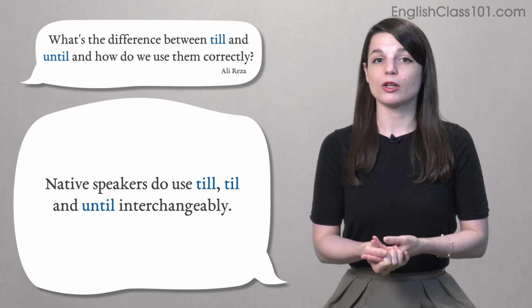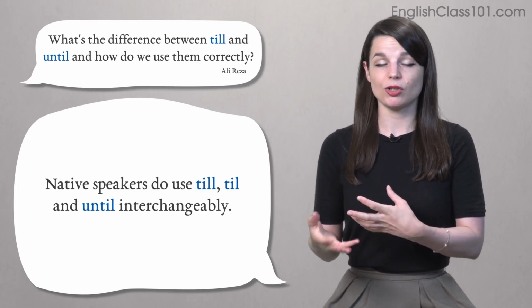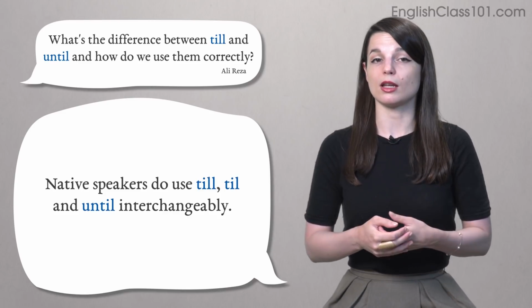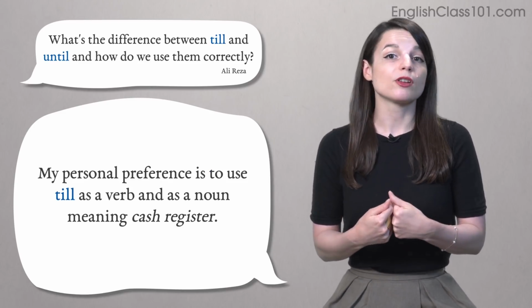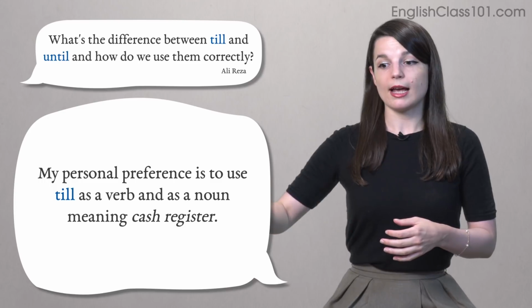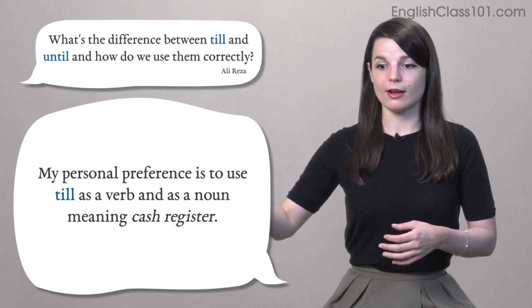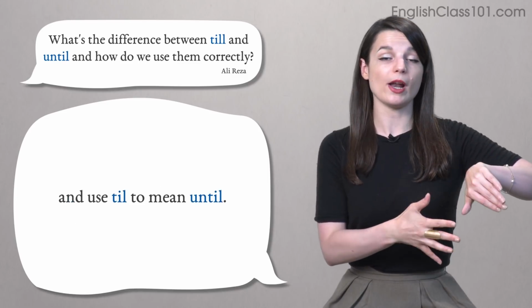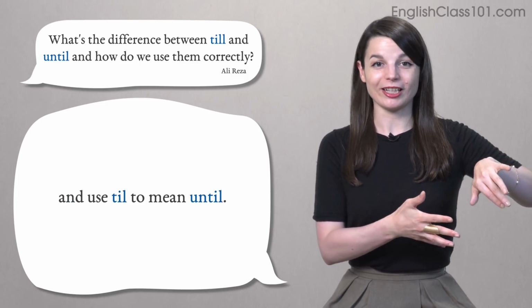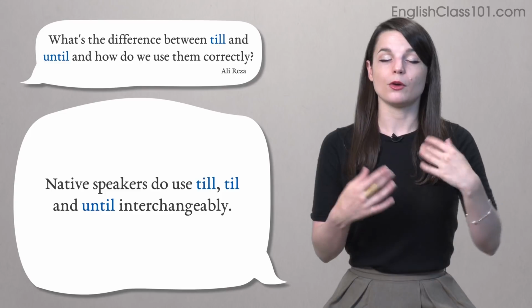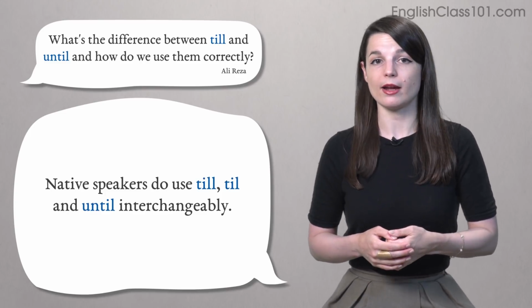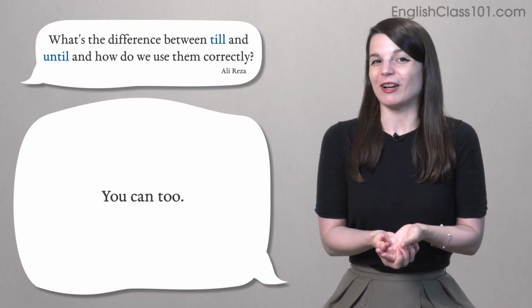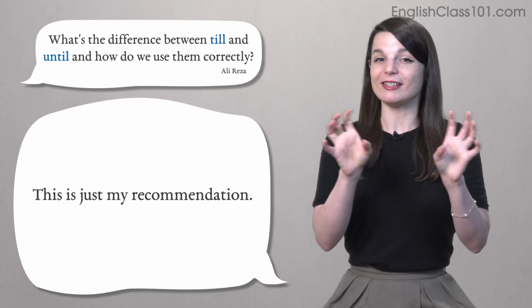You'll hear native speakers use this, of course, in speech, till and until, and you'll also see it used in writing. But my personal preference is to use till as a verb with two L's, and also to mean cash register with two L's, and use the till with one L and no apostrophe to mean until. So yes, they are used in the same way, but that's kind of my recommendation for making the differences clear.